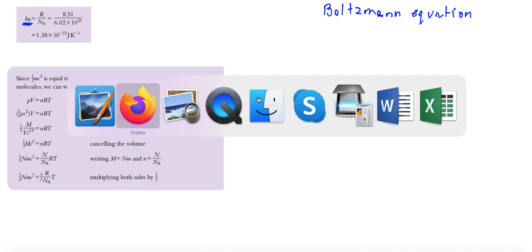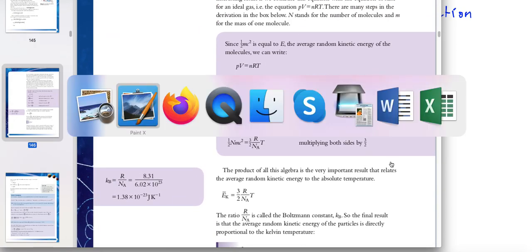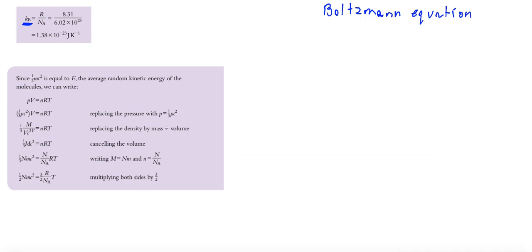The method you have in your Tsakos on page number 138. But let's analyze this method with me. Okay. So what is this? I'm going to use Ke with dash, okay, as average random kinetic energy of the molecules. Okay, average random kinetic energy of molecules.